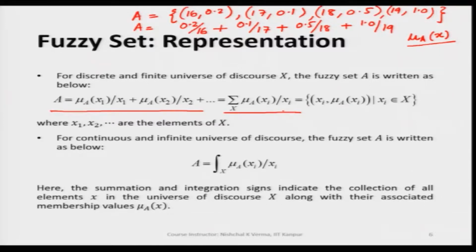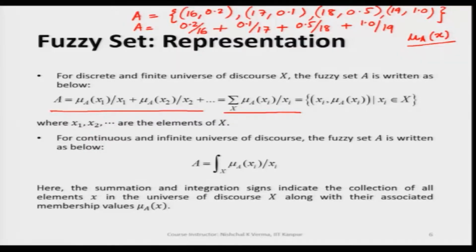You can use summation also. If we do not want to write it like this, we can use a summation, and then write the universe of discourse from which all the elements are drawn. So, this x will be written here, and then mu A x_i over this x_i can be written. This way the discrete fuzzy set is written.